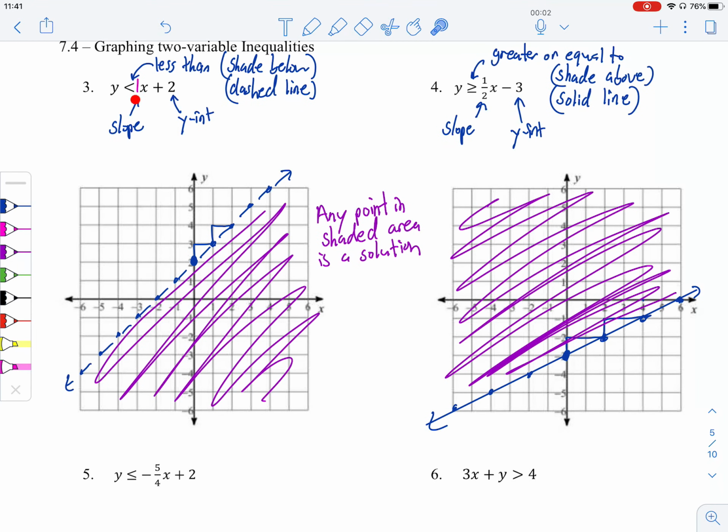All right, so the first thing we look at is our inequality. Is it less than? We shade below. If it's greater than, we shade above. If it's not equal to, it doesn't have a line under it, it's going to be a dashed line. If it has a line under it, it's equal to the line, so it's solid.